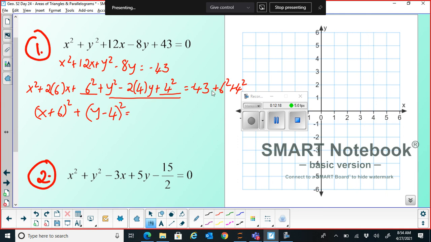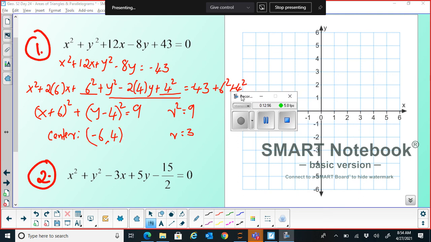Equals, let me simplify this, 6 square is 36 and 4 square is 16. So I have 36 plus 16 minus 43, which gives us 9. So radius square is 9, which means r equals, taking square root on both sides, r equals 3. And the center for this is negative 6 comma 4.